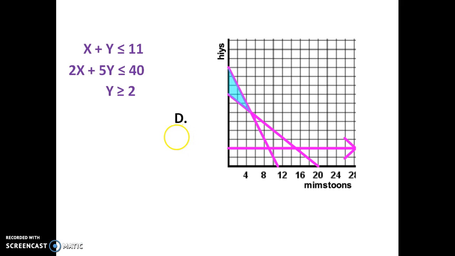Let's double check everything for D. So we have y is greater than or equal to 2. We are in fact above that line. x plus y is less than or equal to 11. We need to be below that line, and here we definitely are. Then we check 2x plus 5y is less than or equal to 40. We want to be below this line. Here we are not below this line, so none of those would have been the correct answer.